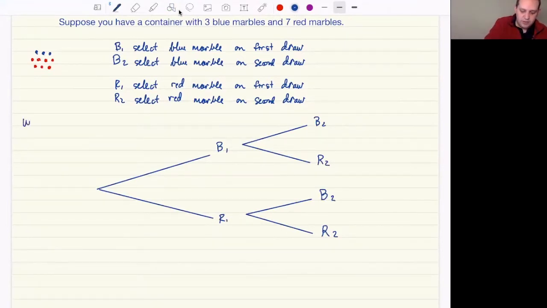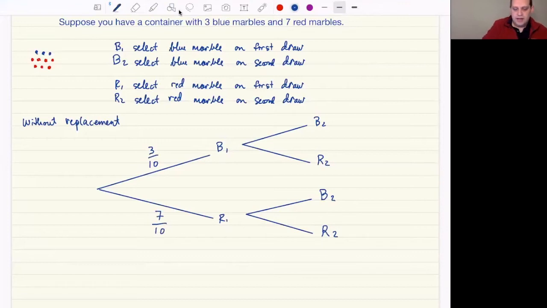The first time I'm going to do this without replacement. What that means is that whatever marble I select on the first draw, I'm not going to put it back in the container for the second draw. So it's out of the game. Let's start by thinking about the probability that a randomly selected marble is blue or red. There are 3 out of 10 marbles that are blue, so the probability that the first one will be blue is 3/10. Likewise, the probability that the first marble will be red is 7/10. Notice that those add up to 1.